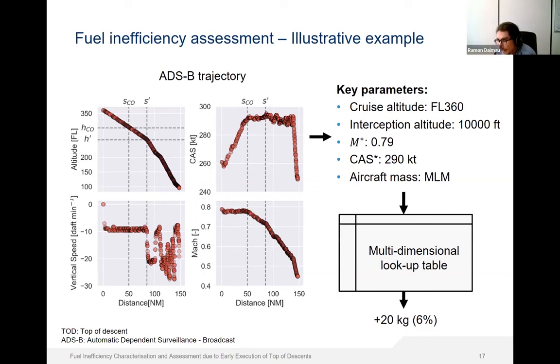This aircraft starts the descent at flight level 360 and ends the early descent segment after 10,000 feet when intercepting the trajectory plan at flight level 260. The Mach number is 0.79, according to the method that we proposed, and the CAS is 290 knots. Then, assuming a mass corresponding to the maximum landing mass, the lookup table estimates that this flight has burned 20 kilos of additional fuel, which represents a 6% increase with respect to the corresponding, yet unknown, idle thrust trajectory plan.